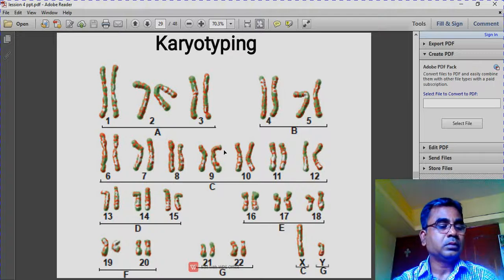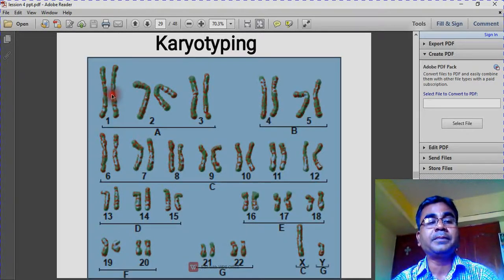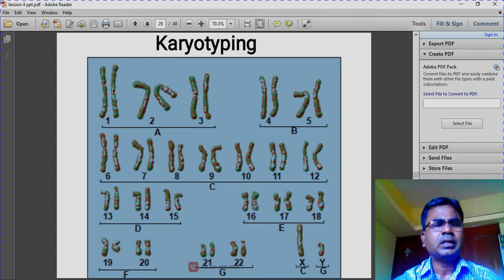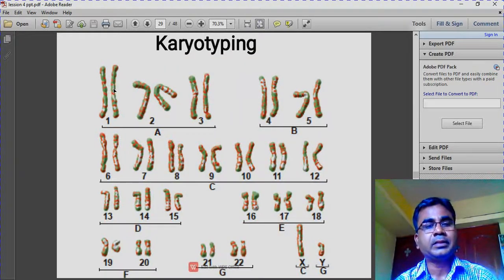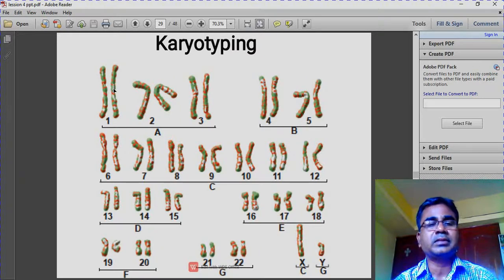Now, based on the position of the centromere, the chromosomes are classified. Most probably the centromere will be found at the center of the chromosome, and based on its position, the arm length will vary. So based on the position of the centromere, chromosomes are classified as metacentric, submetacentric, and acrocentric.